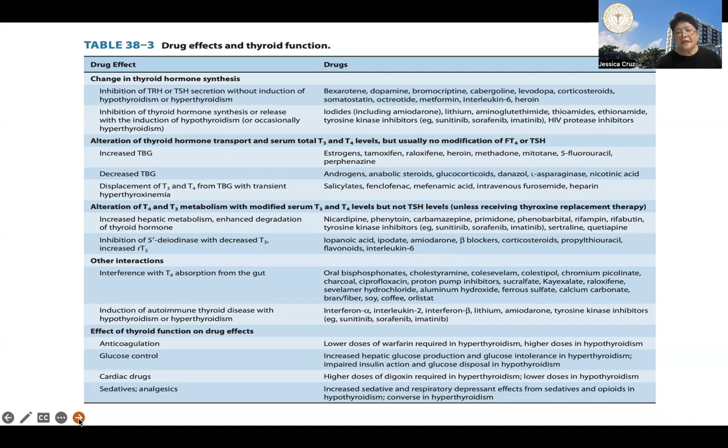And then for glucose, there is increased hepatic glucose production and glucose intolerance in hyperthyroid individuals. On the other hand, in hypothyroid individuals, insulin action is impaired, and therefore this may aggravate a pre-existing comorbidity of diabetes.